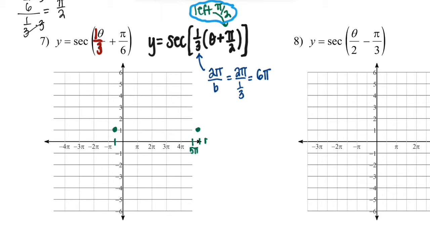So cosine starts at the maximum. At the end of the period, it's at the maximum again. And then halfway between, that would be at 2.5 pi. We're going to be at the minimum. And then halfway between the maximum and the minimum, we're at the midline.